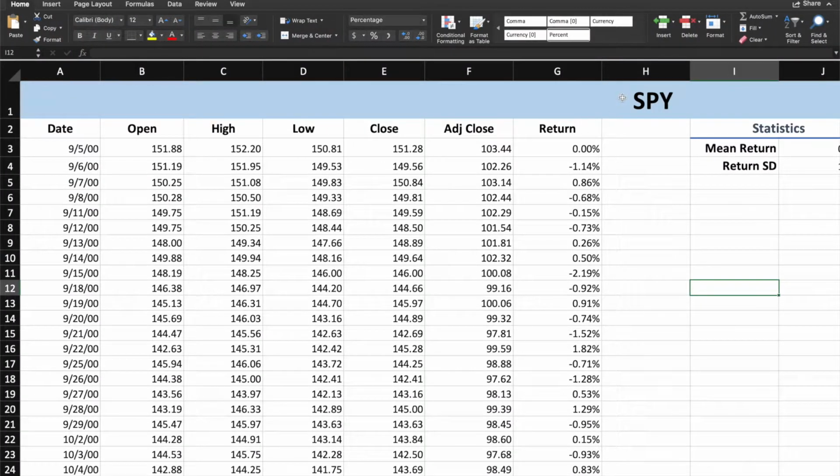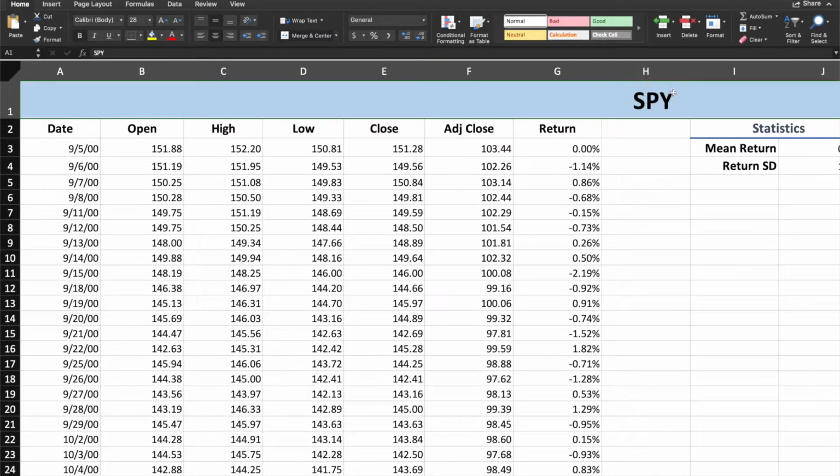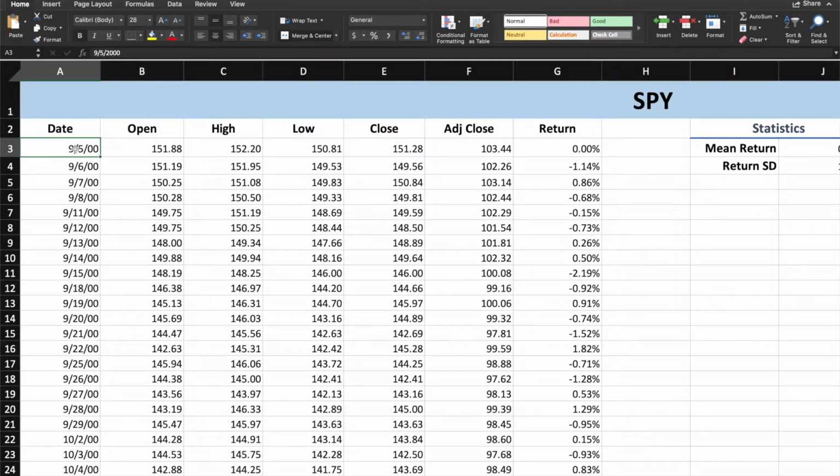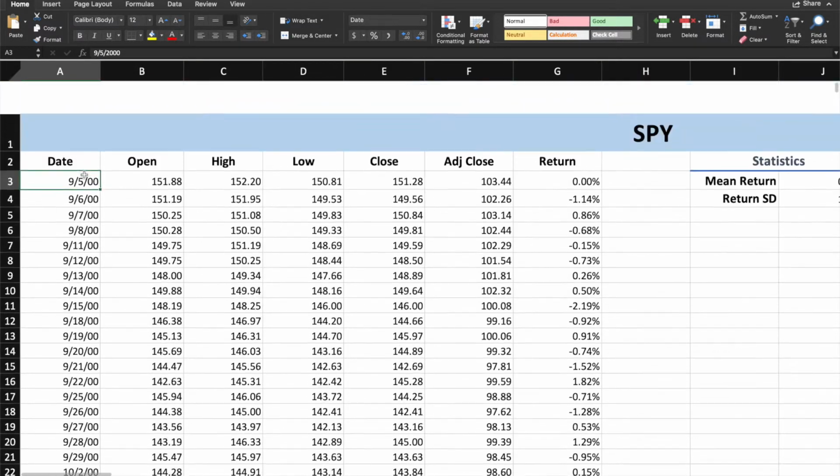And as you can see, I've downloaded a lot of SPY data. And in case you don't know, SPY is just an ETF that tracks the S&P 500. So it basically reflects the overall US stock market, or at least a very large bulk of it. And I pulled this data from Yahoo Finance, and specifically I pulled daily price movement for SPY starting on September 5th of the year 2000 all the way to 2021.